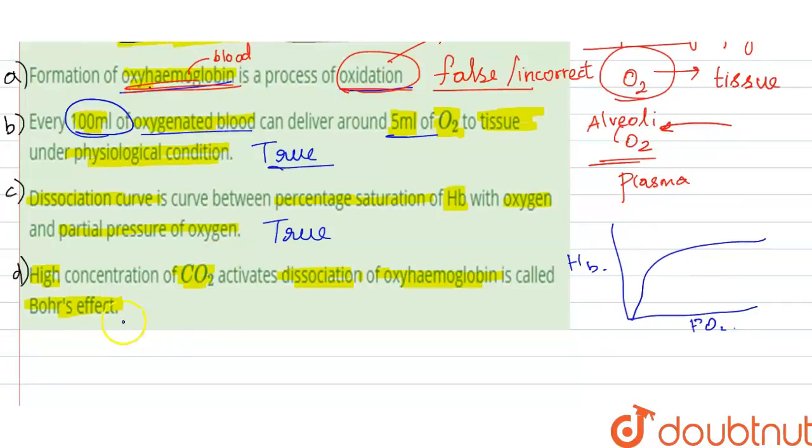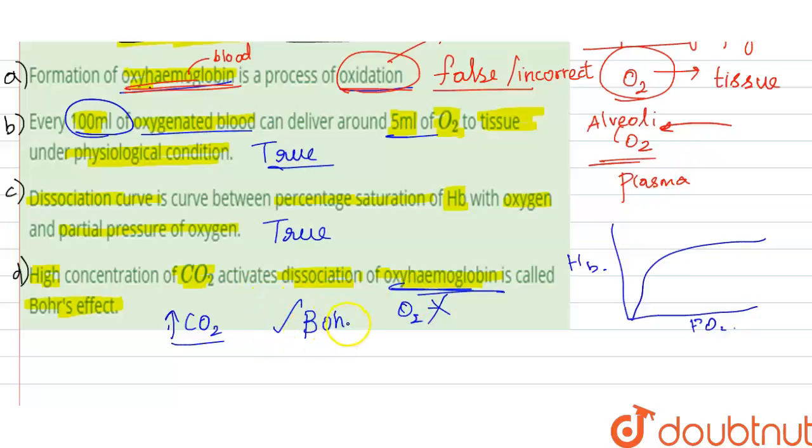This statement is also absolutely correct. If the carbon dioxide concentration gets higher, then automatically the oxygen which binds with hemoglobin will break away. The bond between oxygen and hemoglobin will break, and oxygen will dissociate from the hemoglobin. This is what happens in the tissues. Carbon dioxide concentration is higher in the tissues, so oxyhemoglobin will break. This is called dissociation of oxyhemoglobin, also called Bohr's effect.